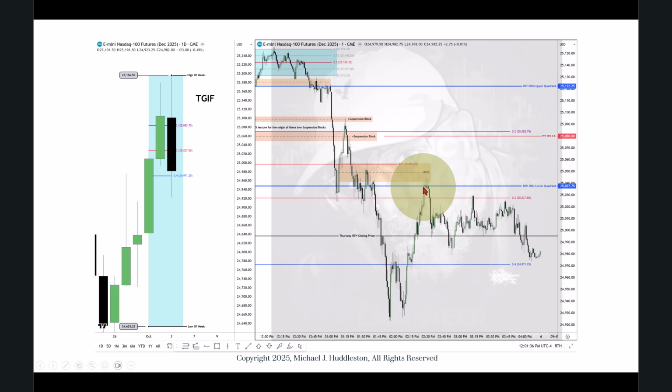It comes right back up to that same inversion fair value gap, and then just hammers and bangs in between 40% of the weekly range and 30% of the weekly range, and the regular trading hours closing price from Thursday. And that's where it defined the range going into the close.